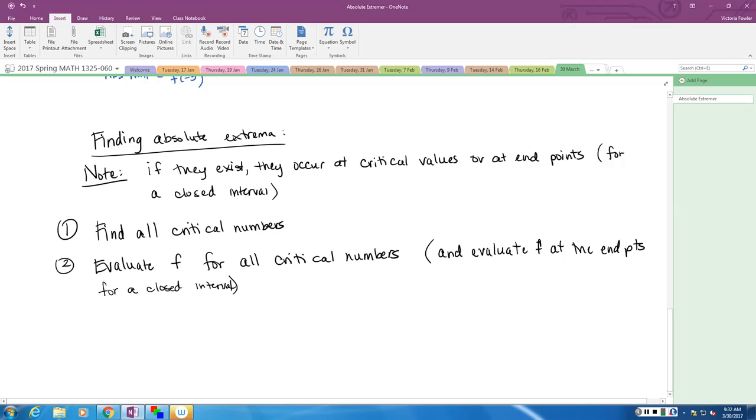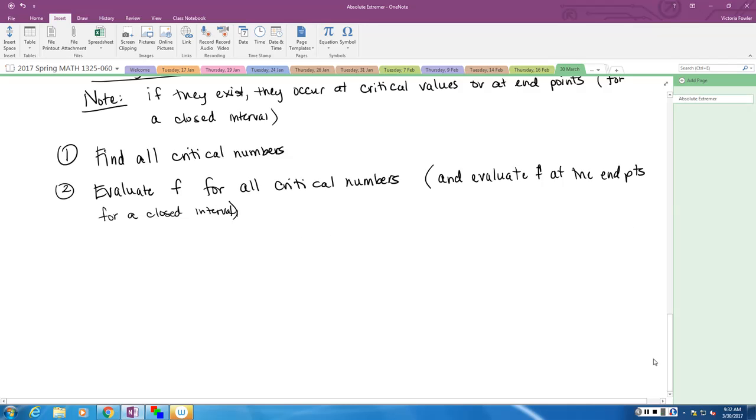Okay, so I'm finding the critical numbers. I'm then going to look at the function values of these critical numbers, or if I'm talking about a closed interval, I'm going to evaluate at those endpoints. And then what am I searching for to find the absolute max? The highest one, the highest value.